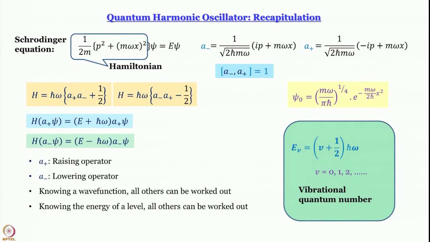There is no need in this course, or in science in general, to remember each and every expression that we come across. So, this is what we have learned so far. And the question we stopped at in the previous module is: what are the wave functions for V equal to 1, 2, 3 and so on and so forth?